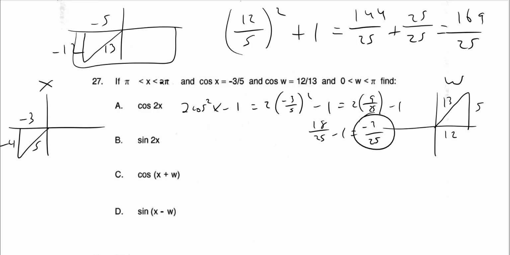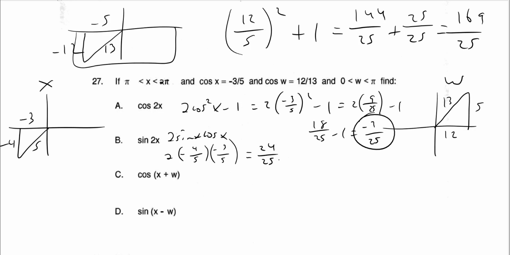Okay. Sine of 2x is 2 sine of x cosine of x, so again, you're just substituting in. So sine of x is y over r, so negative 4/5, and cosine of x is x over r, so negative 3/5. So we get positive 24 over 25.